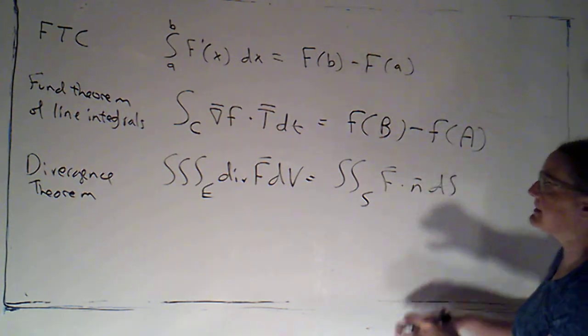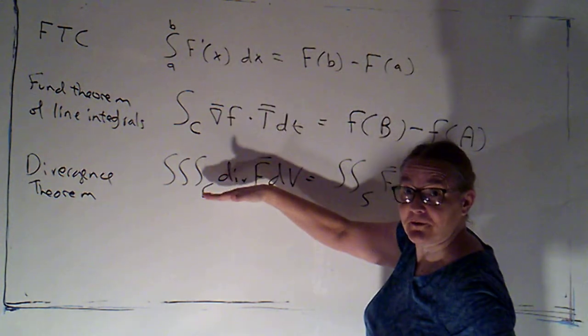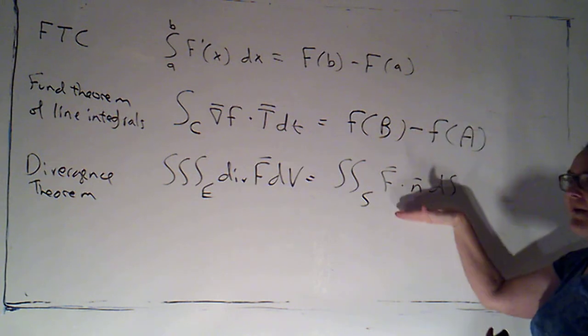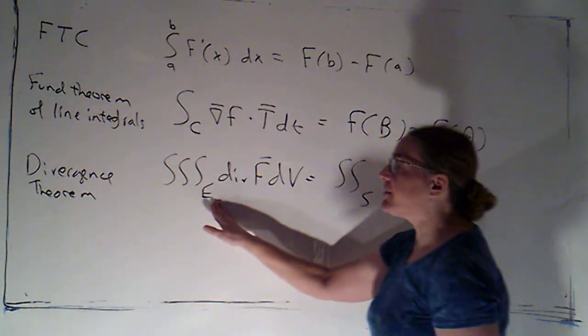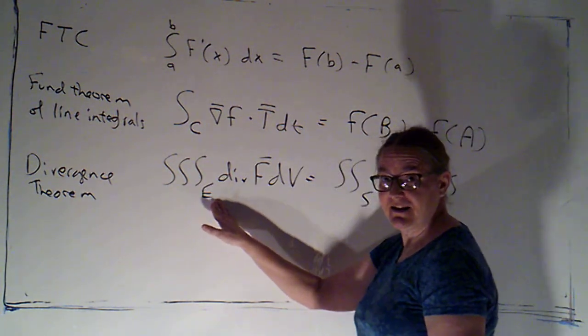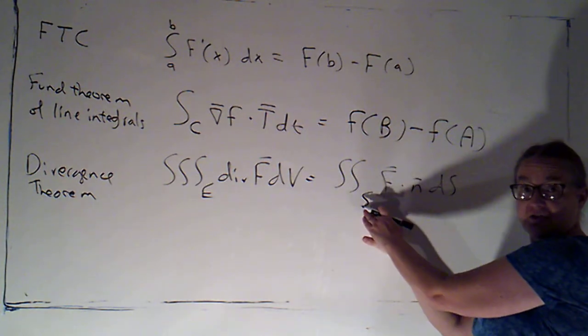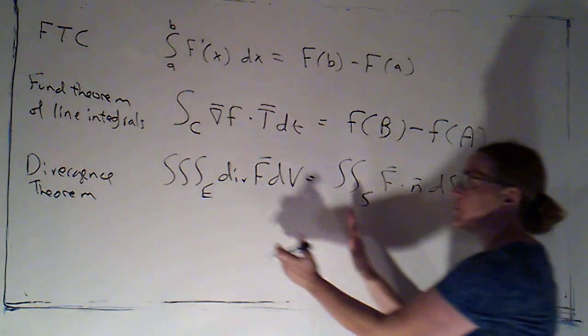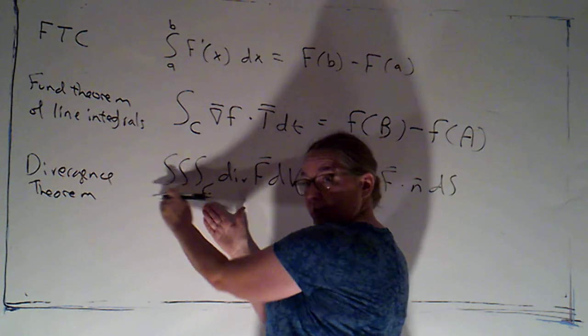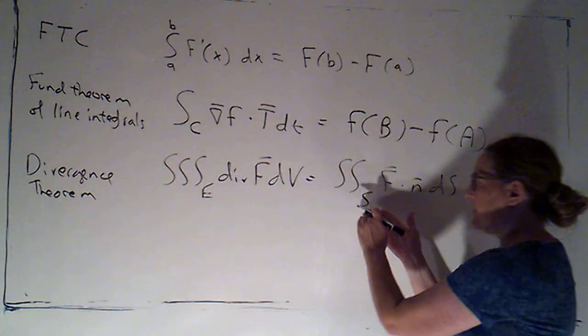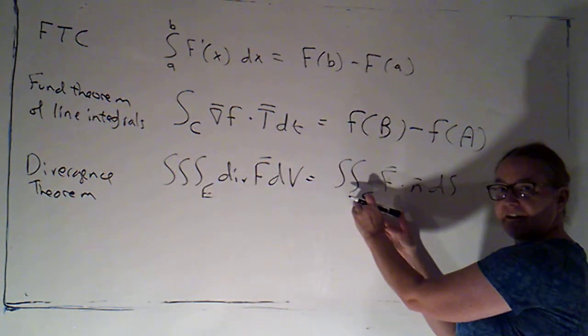That way I'm being consistent. Here I'm putting the regions, here I'm putting the boundaries. Now if I have a three-dimensional region, its boundary is a two-dimensional surface. So working over the region, I'd be doing a triple integral. Working over the boundary, I'd be doing a double integral.